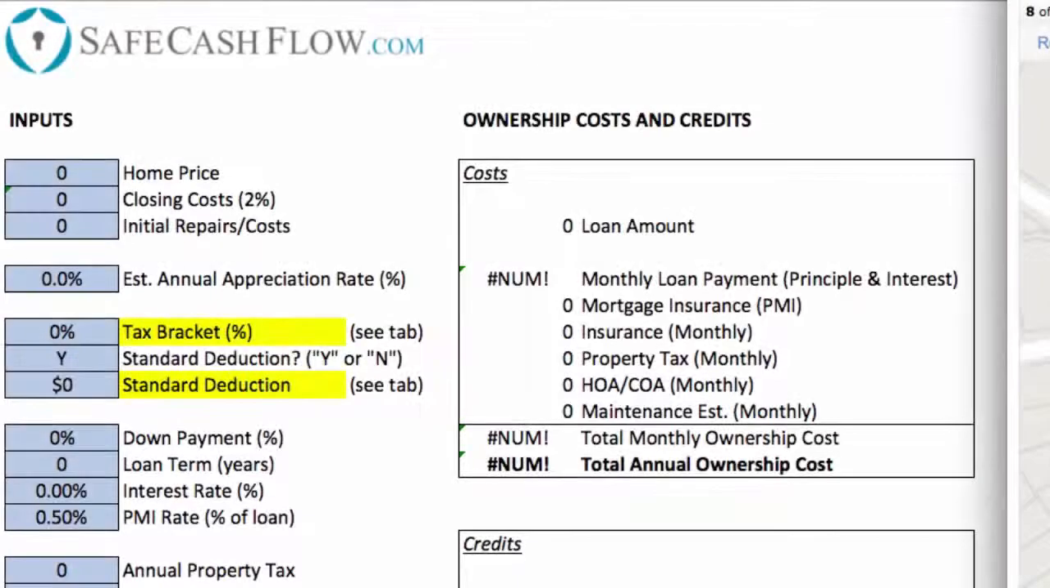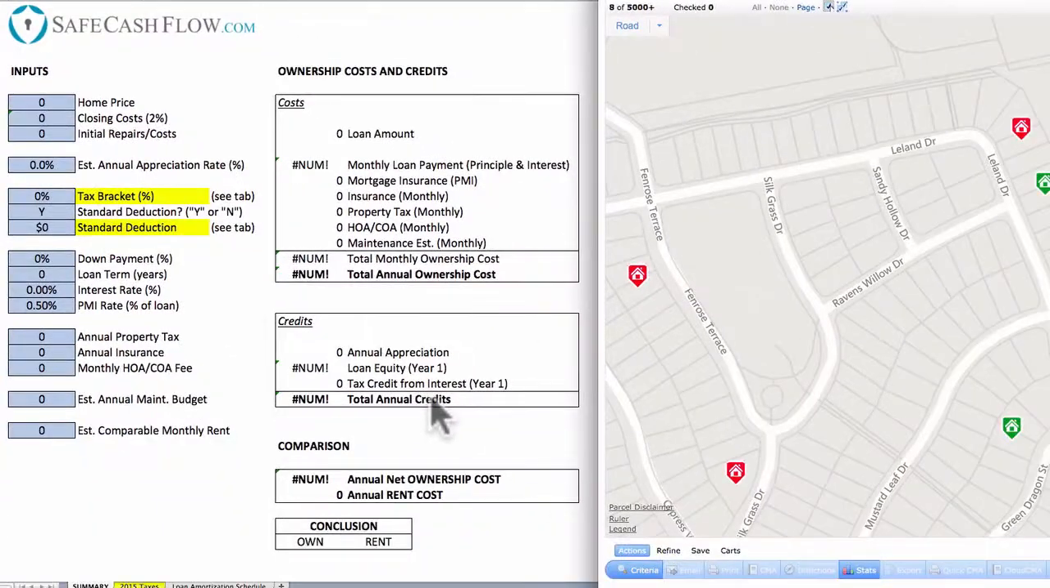Okay, we're going to do a quick analysis of the cost of ownership versus the cost of renting the same exact property. It's a financial analysis, so it's not going to take into consideration the intangible benefits of owning a house or the intangible benefits of renting versus owning. It's just a dollar versus dollar comparison.